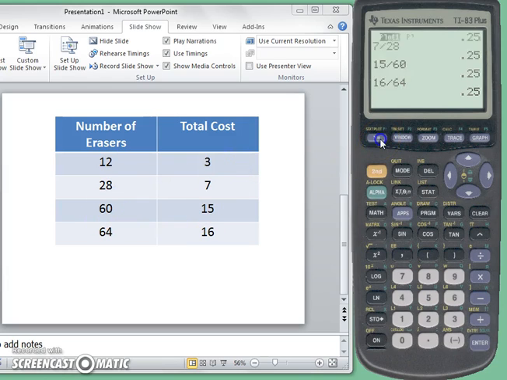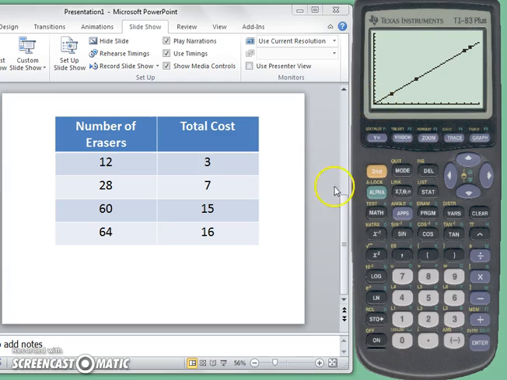So here's my guess. I think that the equation is 0.25 times the x values, 0.25 times the number of erasers is the total cost. And I'm going to push graph and see what happens. Since the line is going directly through those points, it tells me that the line I picked is the line that matches this data. Notice that it goes through the origin here, so it is proportional.